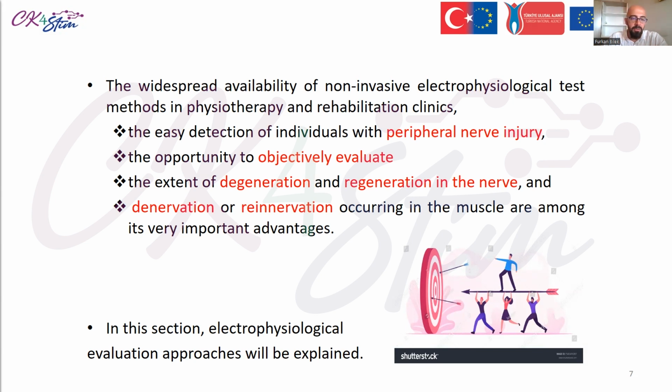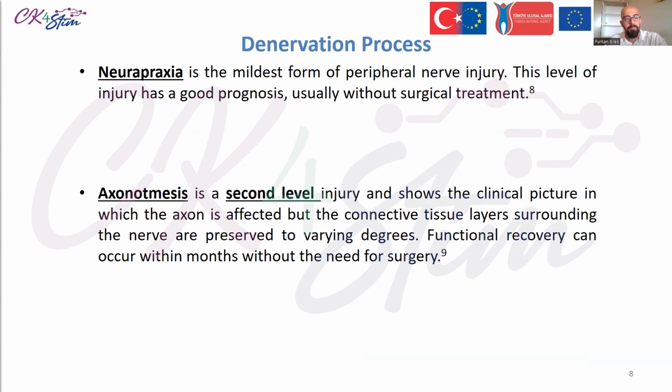In this section, the electrophysiological evaluation approach will be explained. In the evaluation process, neurapraxia is the mildest form of peripheral nerve injury. This level of injury has a good prognosis, usually without surgical treatment. However, if chronic compression causes progressive dysfunction in myelin producing Schwann cells, the impact has the potential to progress to involve the axon and connective tissue.